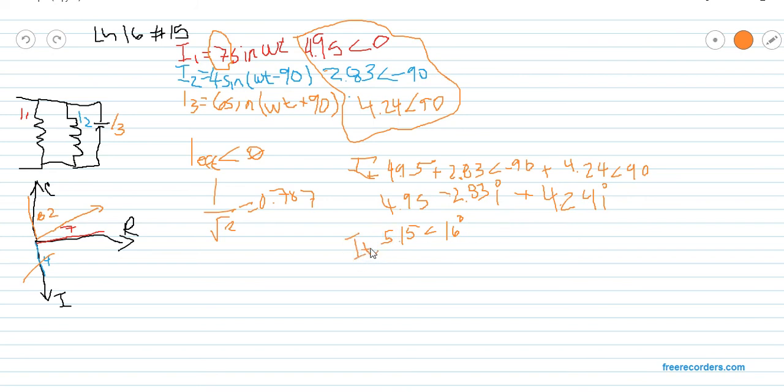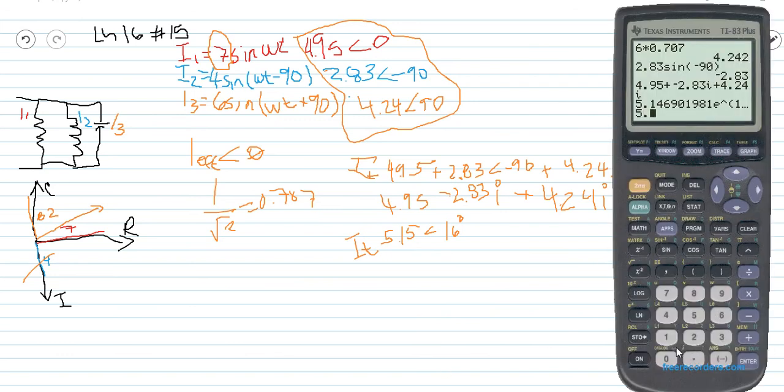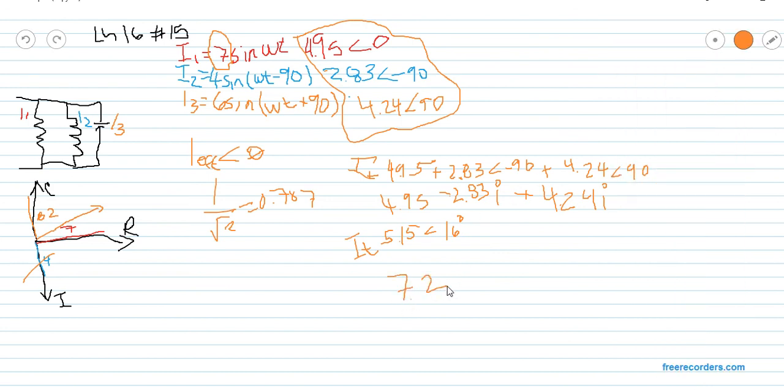They call that capital IT when it's in phasor form. Now you want to find the time domain. When we went from time domain to phasor form, we multiplied by 1 over the square root of 2. So to find this magnitude, we multiply by the square root of 2. So we get 5.15 times the square root of 2, and we wind up with 7.28 sine omega t plus 16.